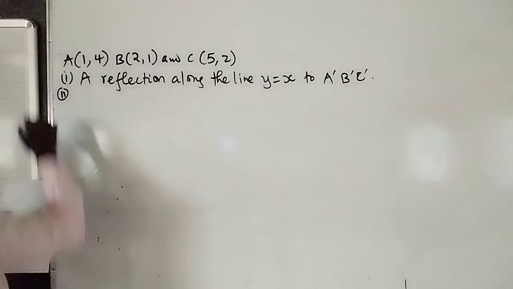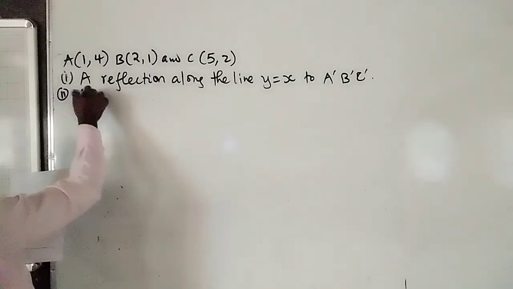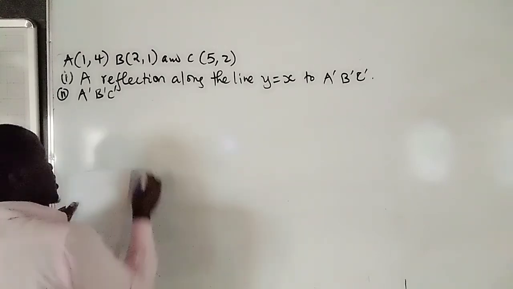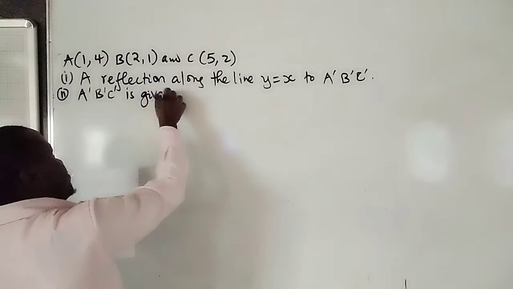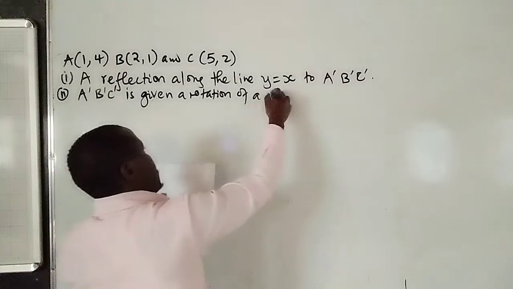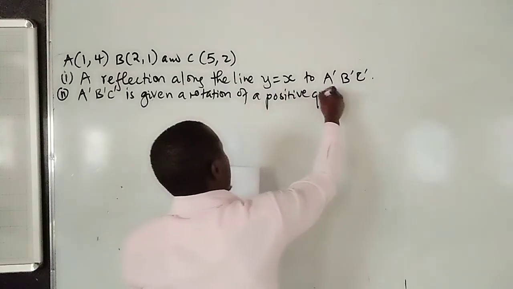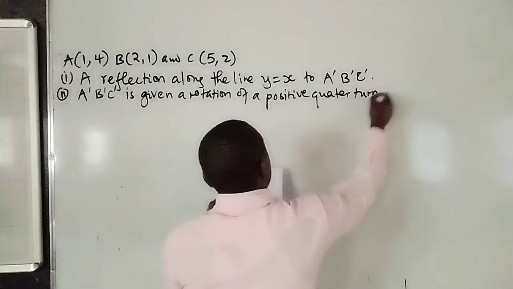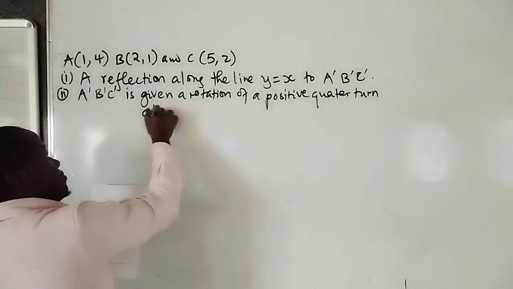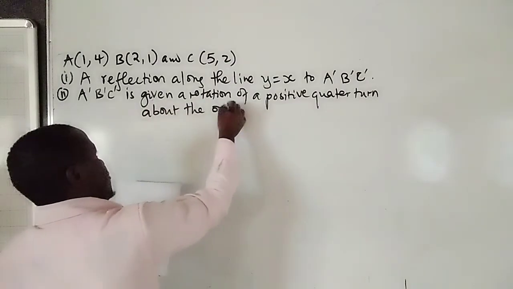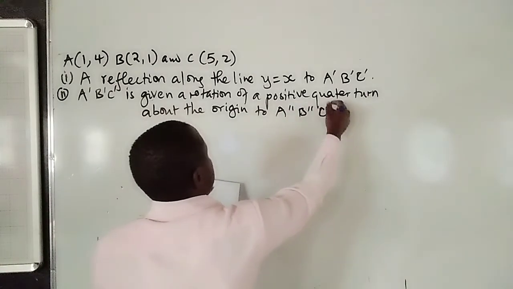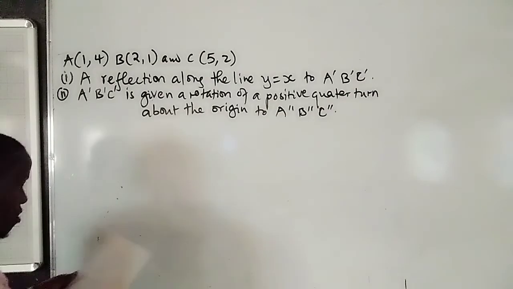Then Roman 2, we are told A prime, B prime, C prime is given a rotation of a positive quarter turn about the origin to give us A double prime, B double prime, and C double prime.